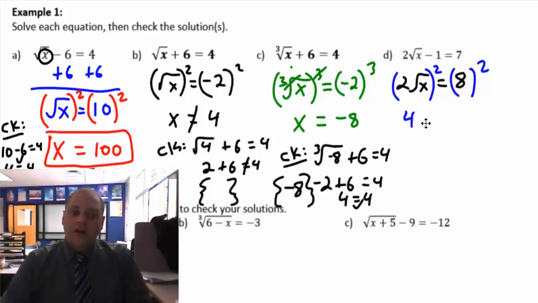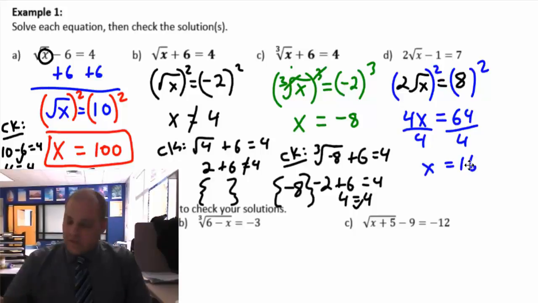This is 4x, and this is 64. So then you just divide by 4, and you get 16. All right, so now we have to check to make sure 16 works.